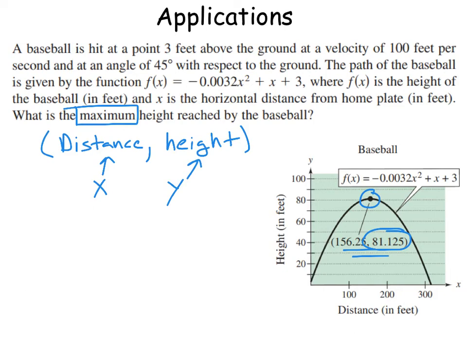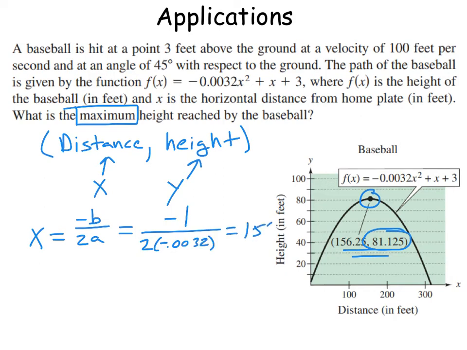Now it's in standard form, so I'm gonna go to negative b over 2a. B is 1, so negative b is negative 1. 2 times a, which is negative 0.0032. Plug that into a calculator, you'll get 156.25, all right?